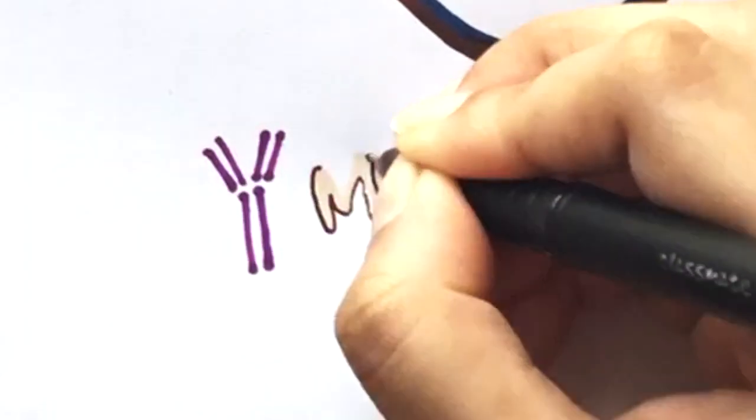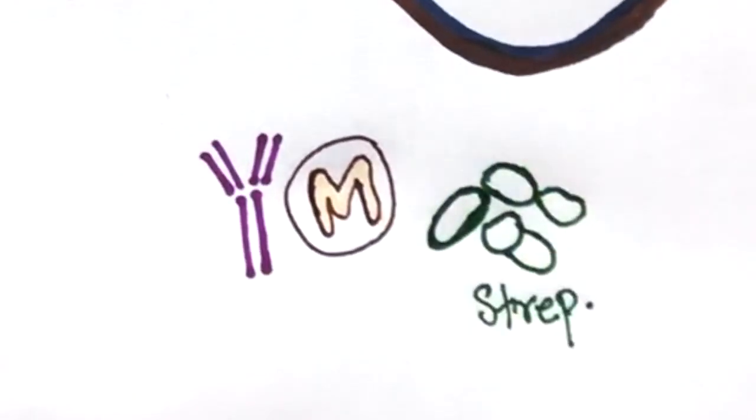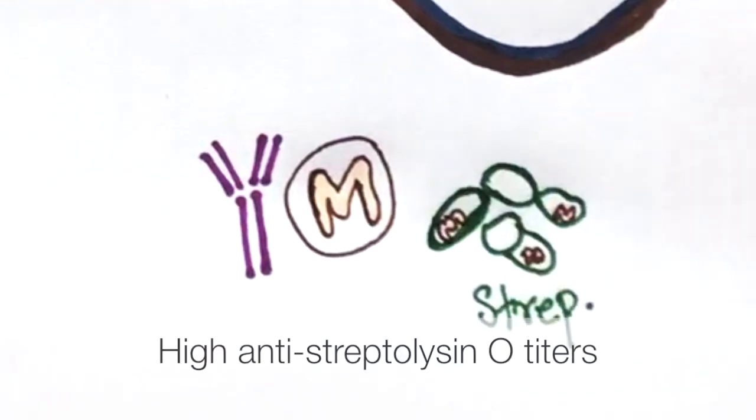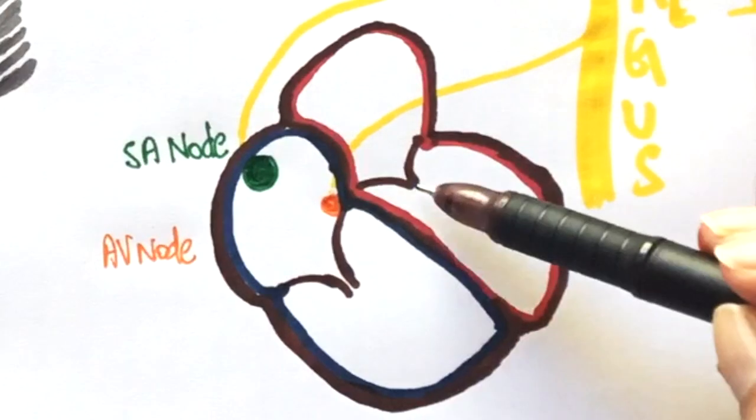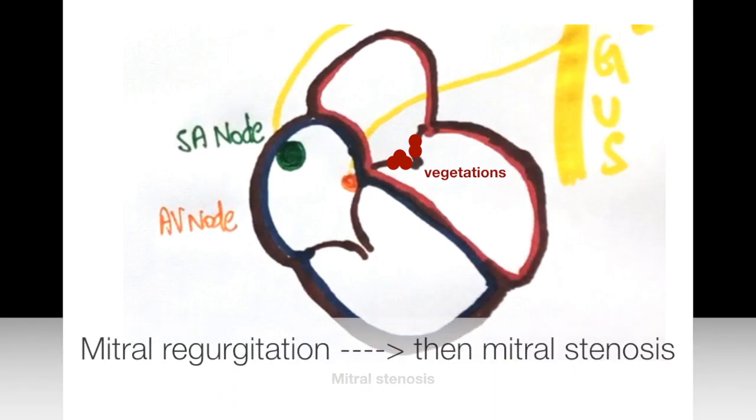Rheumatic fever is an autoimmune condition in which antibodies against M proteins attack the heart. This is a consequence of a streptococcal infection. Our body makes antibodies to kill the streptococcus but ends up attacking the heart. This is the reason why anti-streptolysin O titers would be high in patients with acute rheumatic fever. The mitral valve is the most commonly affected part. There are vegetations here which can lead to mitral stenosis. Note that initially it causes mitral regurgitation and later causes mitral stenosis.